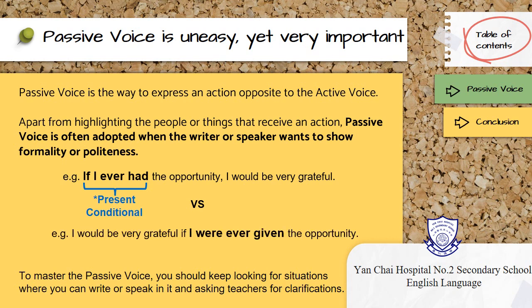Versus another sentence. I would be very grateful if I were ever given the opportunity. So here in this second example sentence, you see, right in the if clause, the main verb is already written in the passive voice. In the passive voice, of course, you should also see that there is a different main verb, give or given. Sometimes you may have to change the main verb in order to express the same meaning.